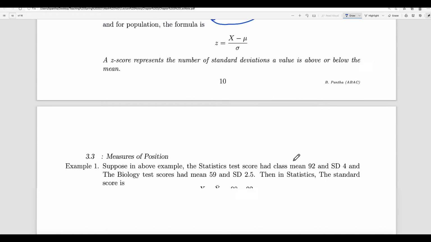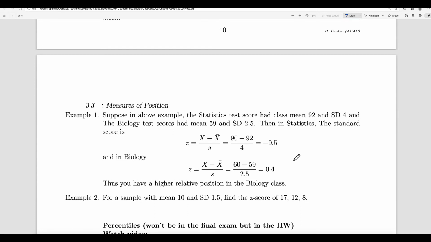All right, let us do some examples. Suppose in the above example, the statistics test had class mean 92 and standard deviation 4, and the biology test had class mean 59 and standard deviation 2.5. Then for statistics, the standard score is x minus x bar over s. You get negative 0.5. And in biology, your standard score, or Z-score, is 0.4. Which one is bigger? This one is bigger, right? Thus you have a higher relative position in the biology class.